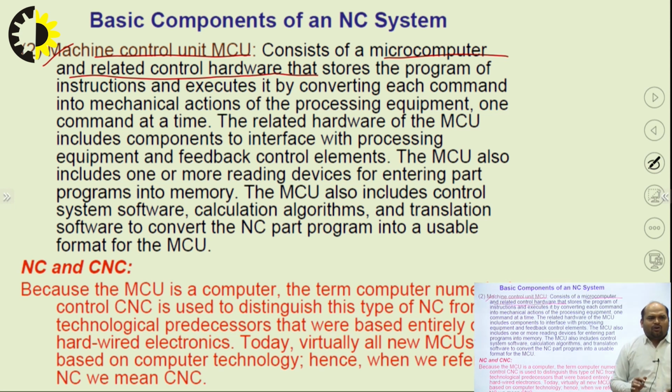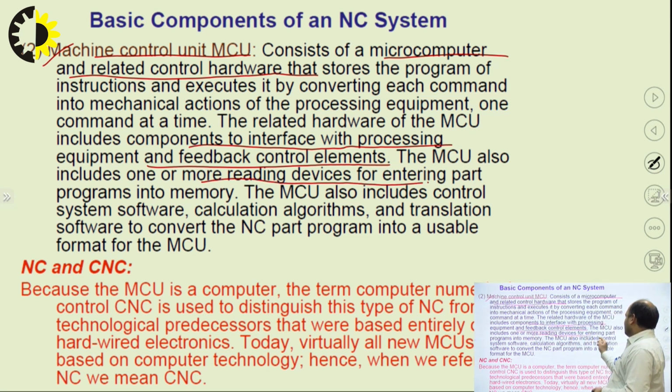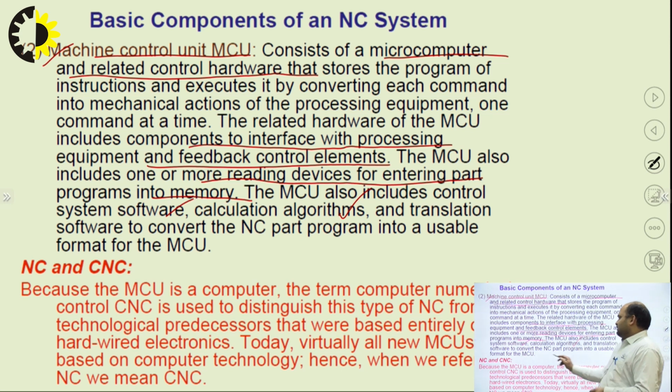The related hardware of the MCU includes components to interface with the processing equipment and feedback control elements. The machine control unit also includes one or more reading devices for entering the part program into memory, and it also includes control system software, calculation algorithms and translation software to convert NC part programs into a usable format for the MCU.